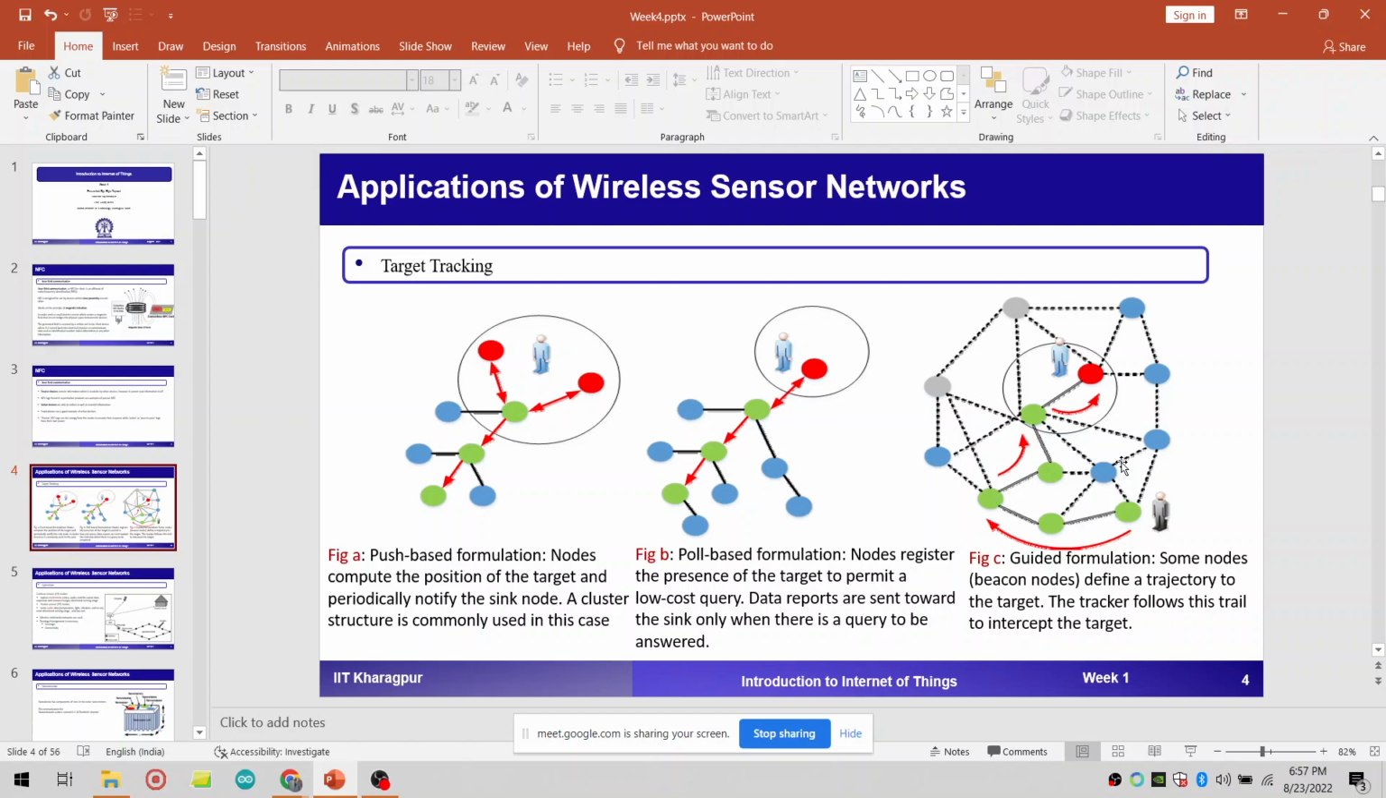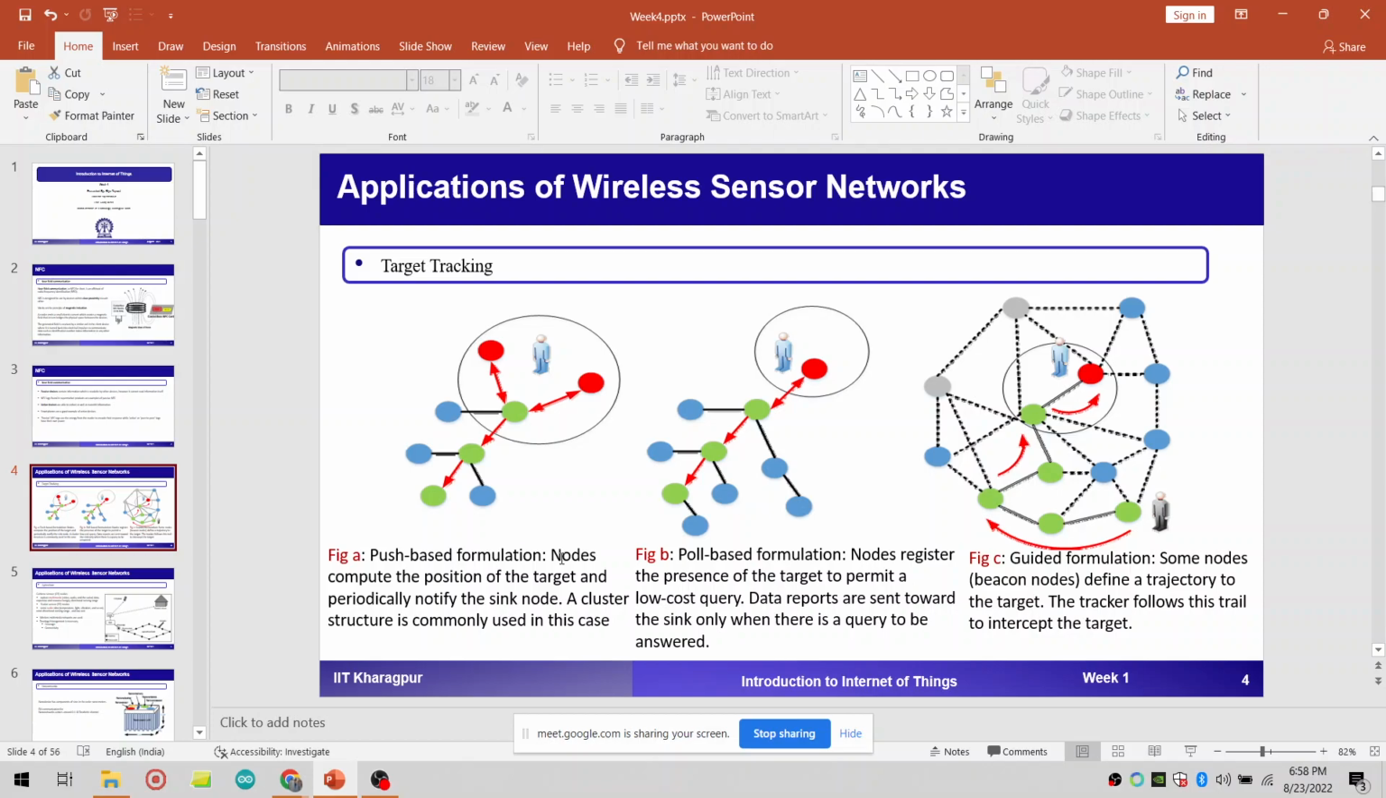Can you give an example of your guided formulation? Which type of sensor are you using, push-based formulation like that? See, in order to detect a human, you can use ultrasonic sensors. Depending upon the application, you can use any kind of sensors. The difference is only the way the sensors are sending the data. Right? It's not depending upon the sensors which you are using.